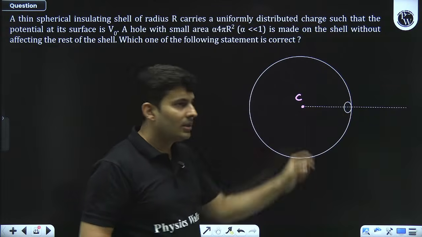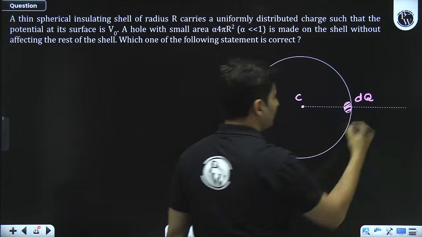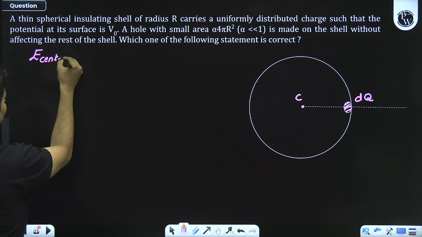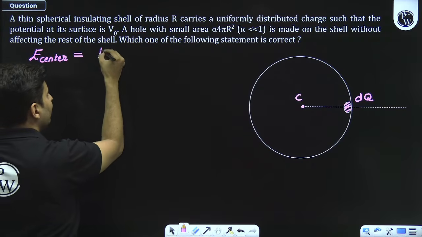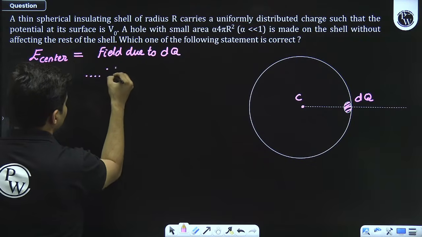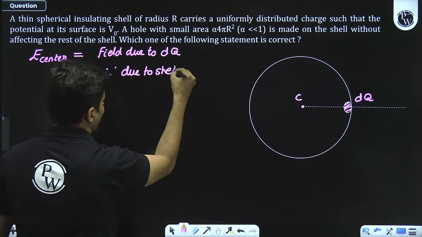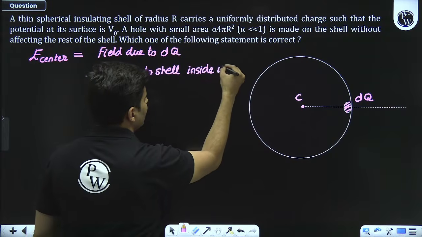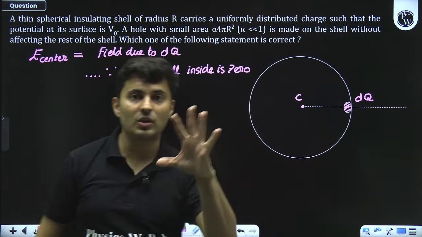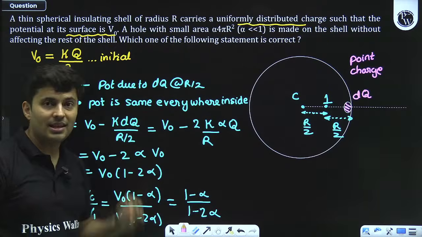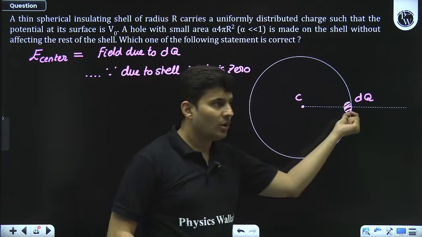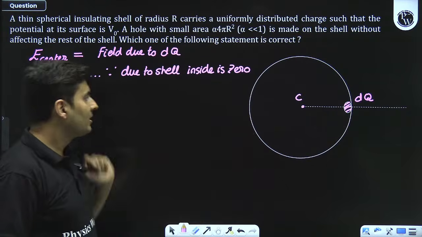So if I take this particular charge out of it, then the electric field at the center will be only the field due to dq, since due to the shell anyway the field inside is 0. Electric field, not potential, don't get confused. Electric field is 0, potential is constant. So in the previous part V naught was the same everywhere, but when we talk about the field, it was 0. So the contribution due to the shell was never there in total, but only due to the removed charge the field will be there.